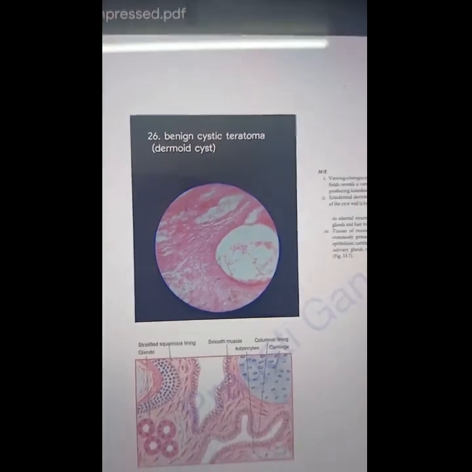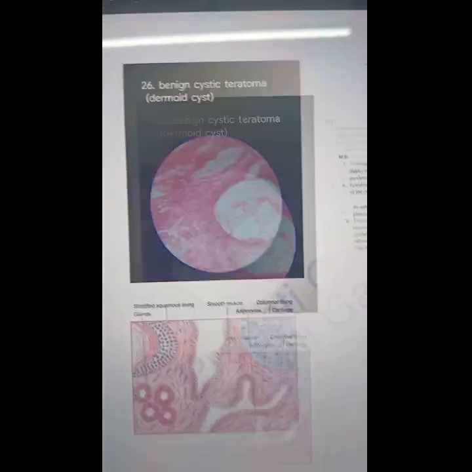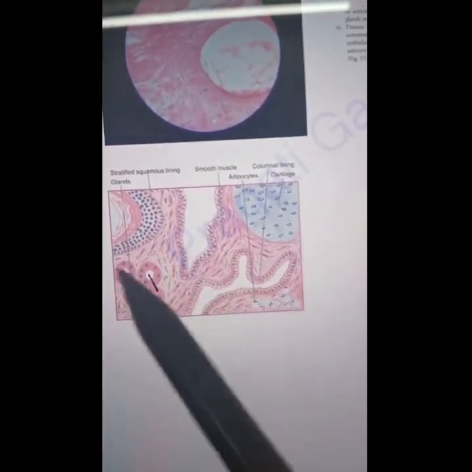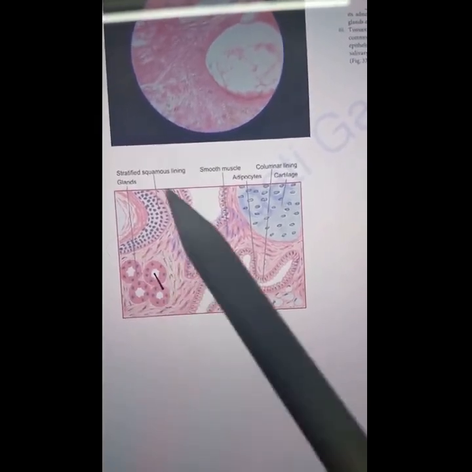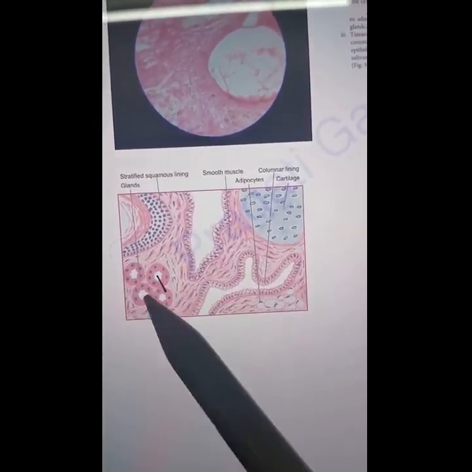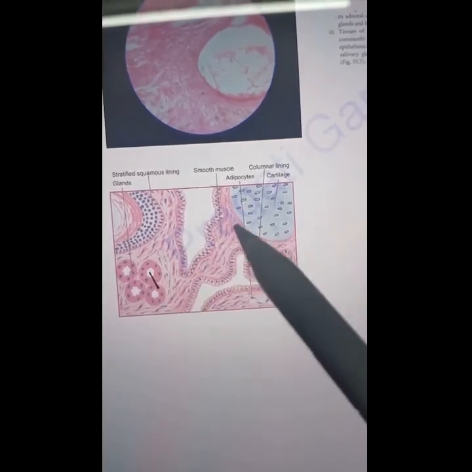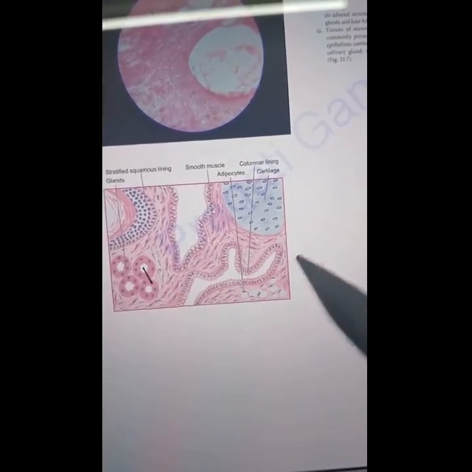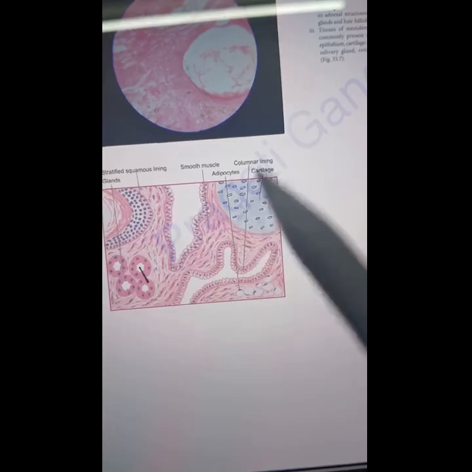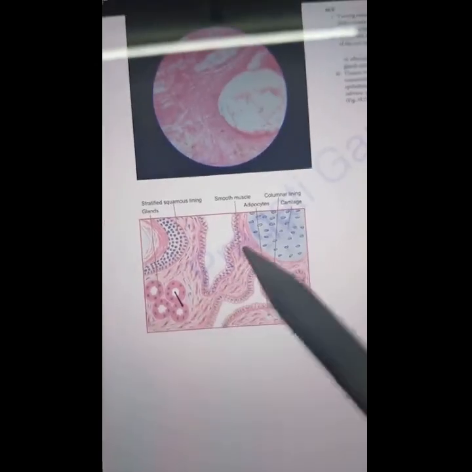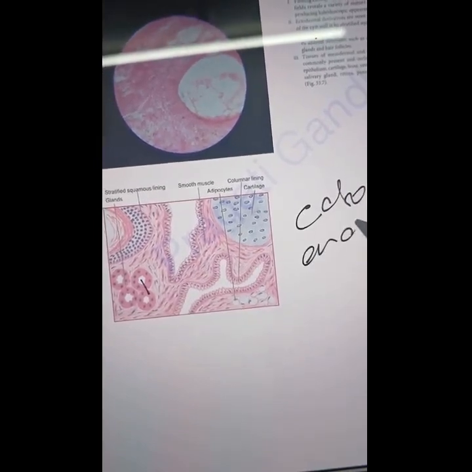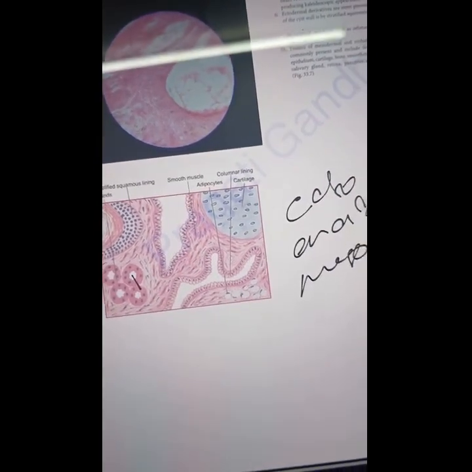This is a dermoid cyst. Basically, it occurs in the ovary. Here you can see all types of maturation. You will see smooth muscle cells, fibroblasts. Then these are stratified squamous lining. These are glands, intestinal glands. You will see smooth muscle, adipocytes. These are intestinal epithelium, known as columnar epithelium. And this is the cartilage. These are different maturations coming from ectoderm, endoderm, and mesoderm.